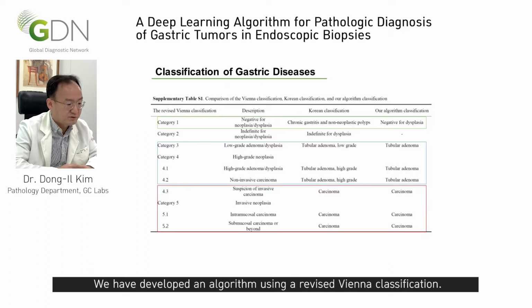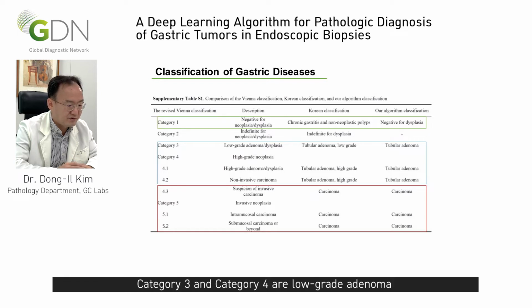We have developed an algorithm using a revised Vienna classification. The Vienna classification has 5 categories, but during the development of the algorithm, we reclassified these into 3 categories. Category 1 is chronic gastritis or negative for neoplasia. This category is one class in the algorithm. Category 2 is indefinite for neoplasia. We have excluded this category because it's not a biological term.